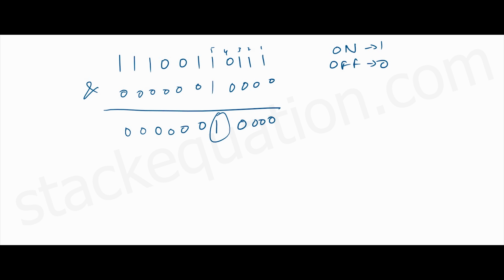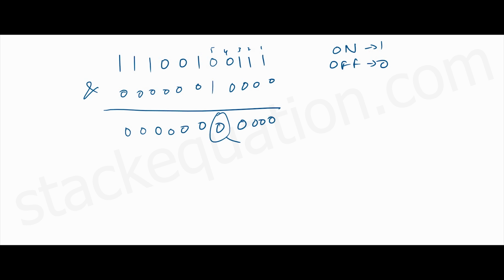If the fifth bit returns 1, that means the fifth bit was on. And let's say if it was 0, then it would have returned 0 only. So in that case the fifth bit was, let's say, 0, and it would have returned 0 only.